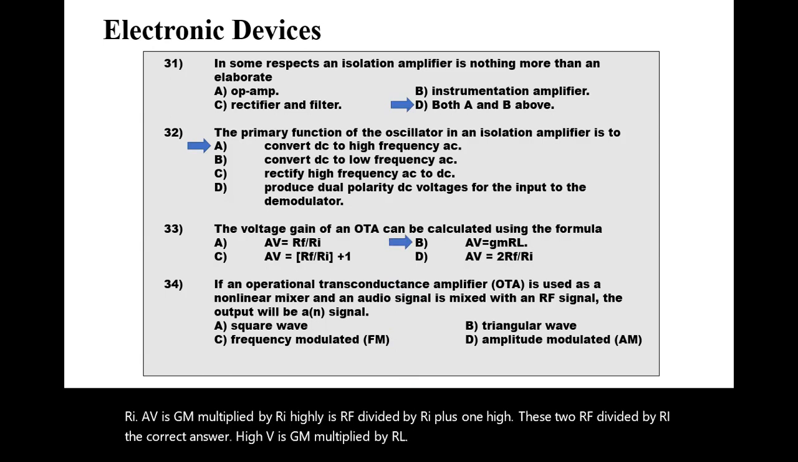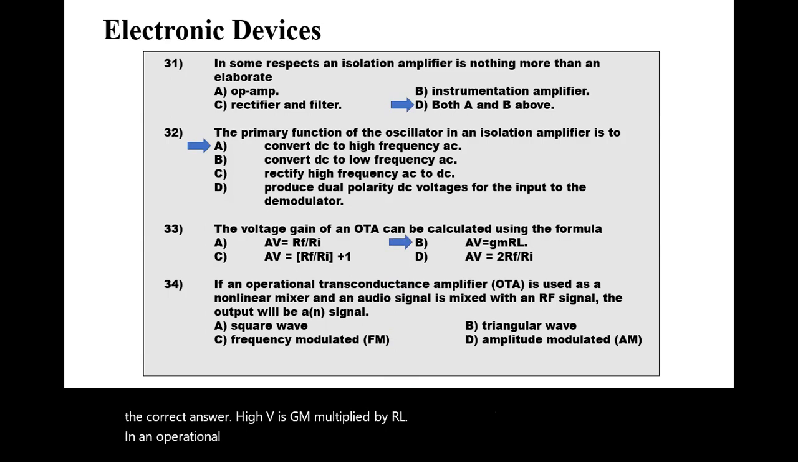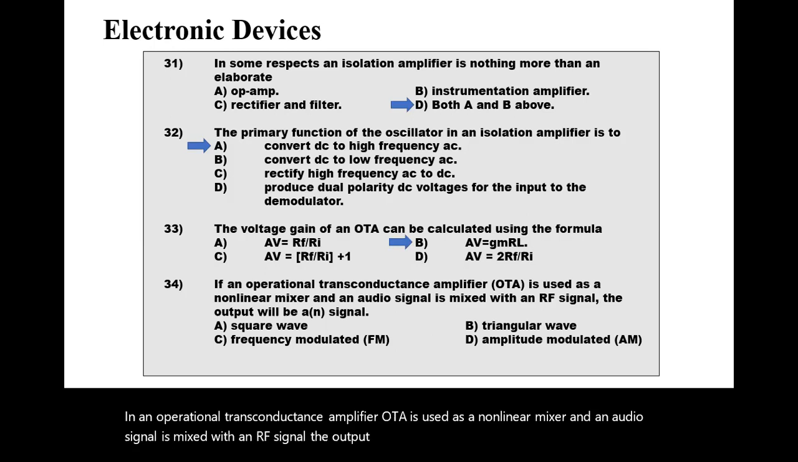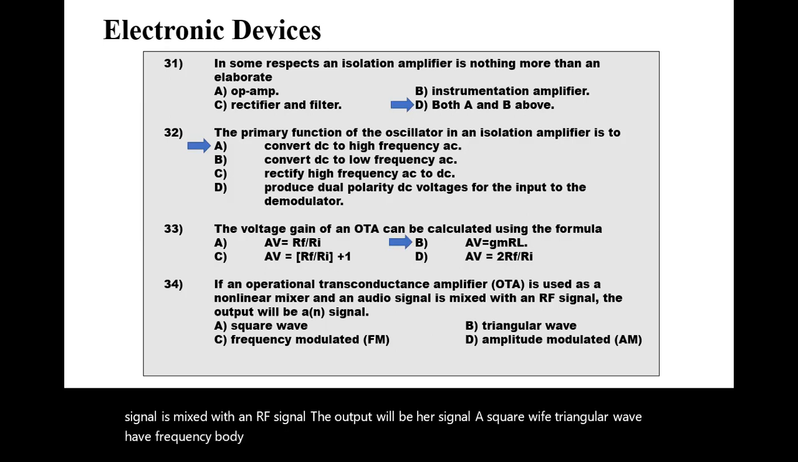In an operational transconductance amplifier, the OTA is used as a non-linear mixer, and an audio signal is mixed with an RF signal. The output will be a signal, a square wave, triangular wave, a frequency modulated, FM wave, or amplitude modulated. The correct answer is D.